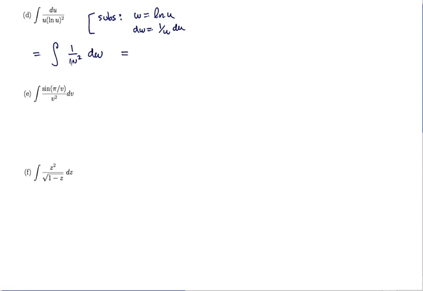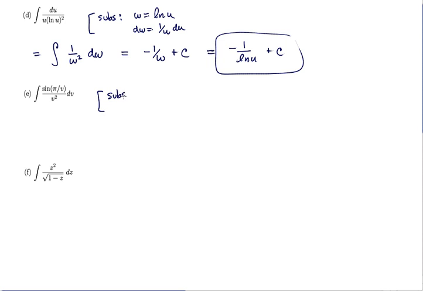And in this case, now we can compute the antiderivative. This is negative 1 over w plus our constant of integration c, which is then negative 1 over ln of u plus c. So there's our result. How about the next example? What do you think we should substitute for?